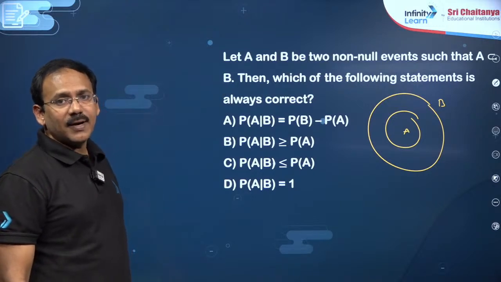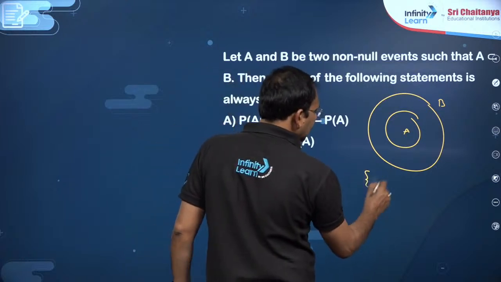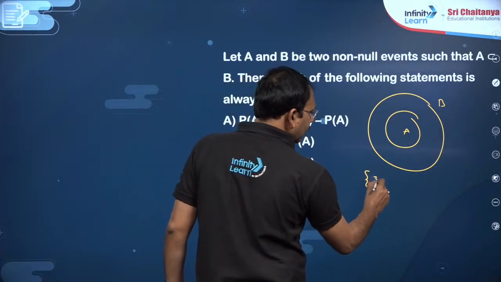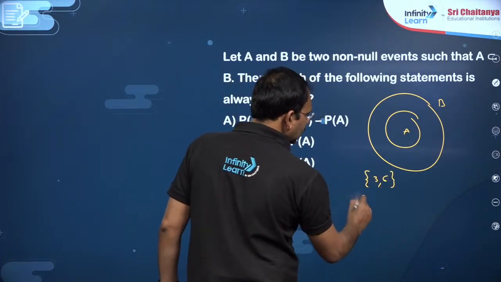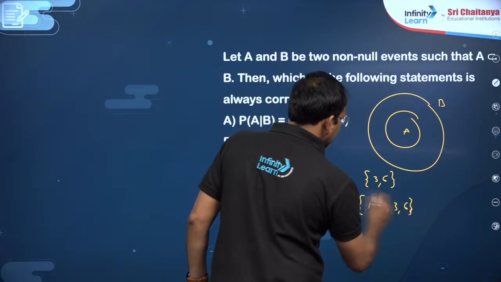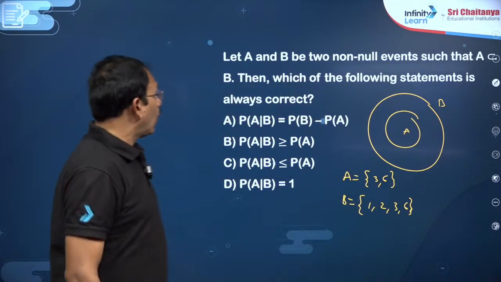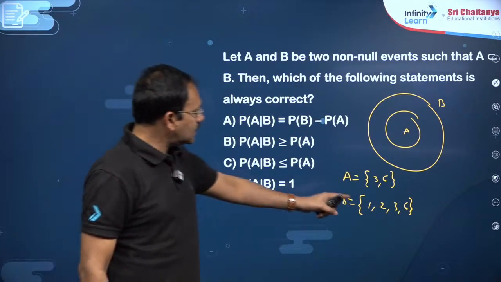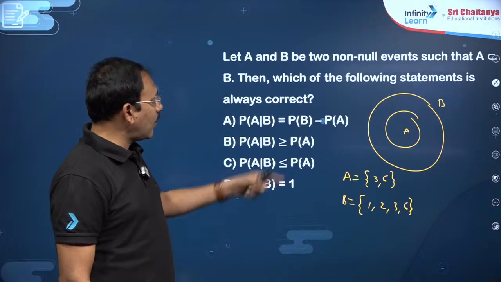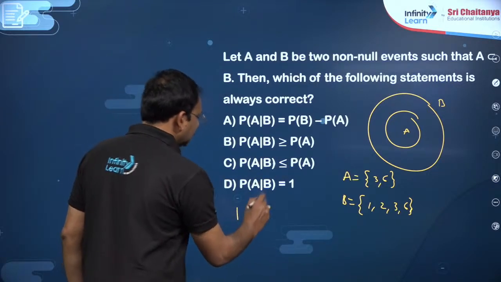You just see, my dear friends, take the case of getting a multiple of 3 when a die is thrown. Suppose 1, 2, 3, 6 is another event. Suppose this is A, this is B, when a die is thrown. What is the probability that this has happened? So what is the probability of P of B given A? Nothing but 1.